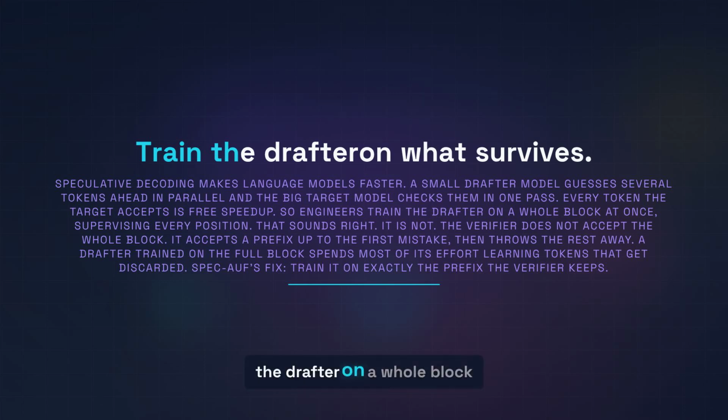So engineers train the drafter on a whole block of tokens at once, supervising every position against the correct answer. That sounds right. It is not. The verifier does not accept the whole block. It accepts a prefix up to the first mistake, then throws the rest away. So, a drafter trained on the full block spends most of its effort learning tokens that get discarded.